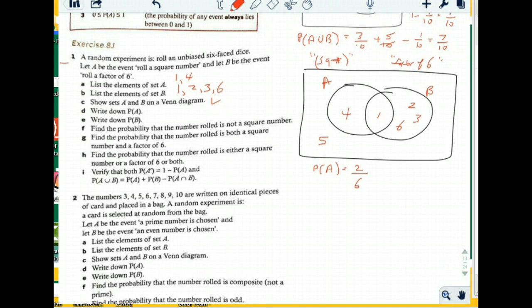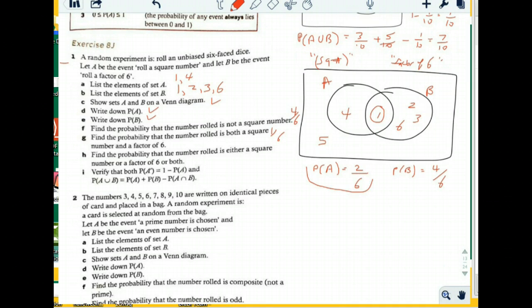And the probability of A is 2/6. And then the probability of B is 4/6, the elements 1, 2, 3, 6. And find the probability that the number rolled is not a square number. If the probability that the number is a square number is 2/6, then the probability that it's not a square number would be 4/6, right? And find the probability that the number rolled is both a square number and a factor of 6. That would be just 1, right? So that would be 1/6.